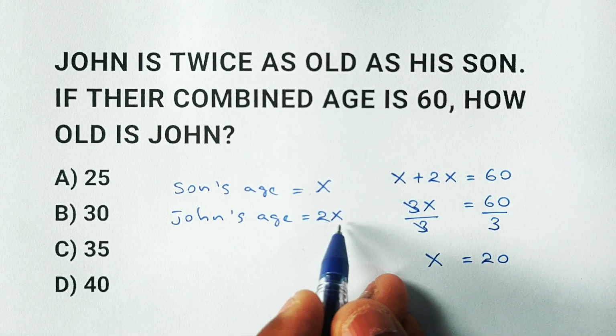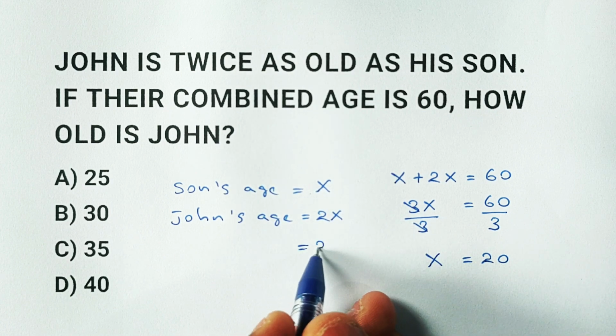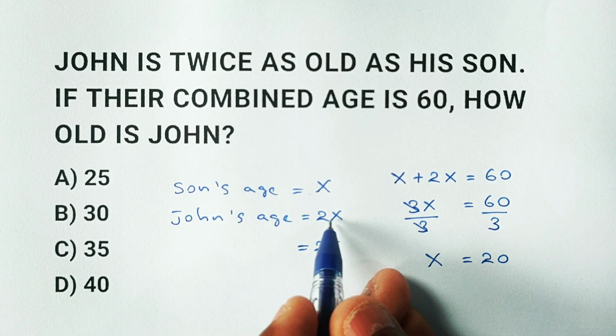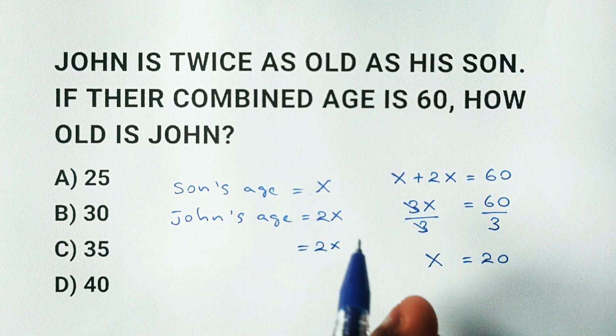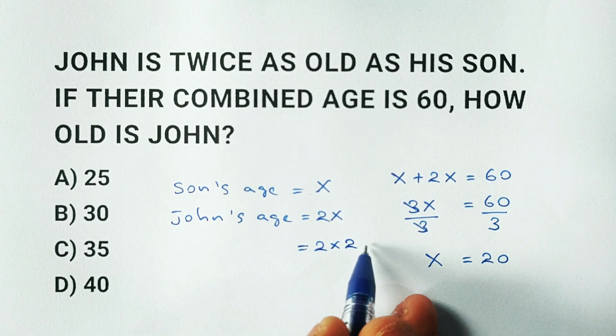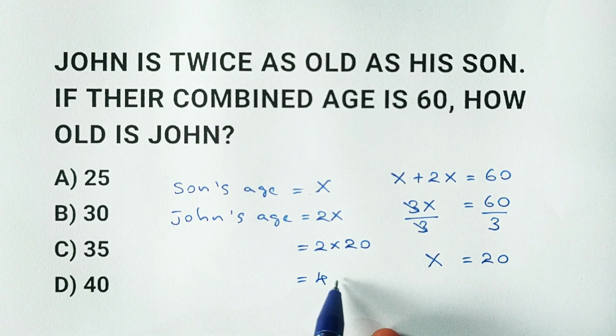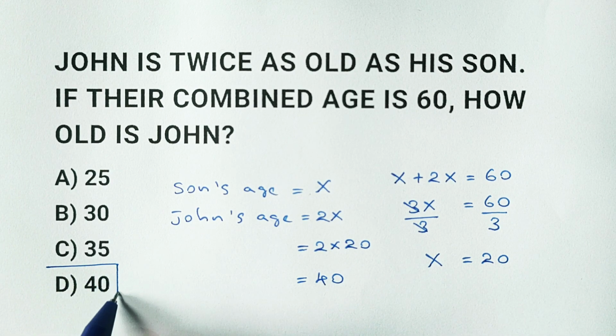Since John is twice as old as his son, we can now find John's age by multiplying his son's age by 2. 2 times 20 equals 40. So John is 40 years old. The correct answer is D 40.